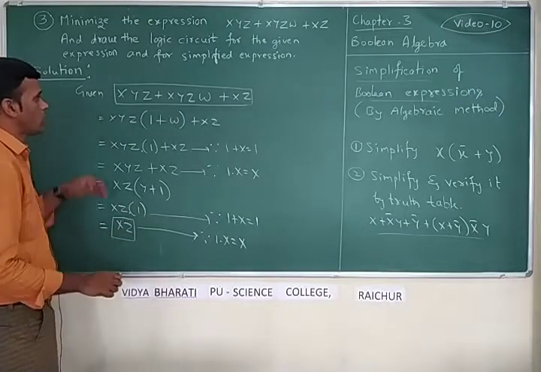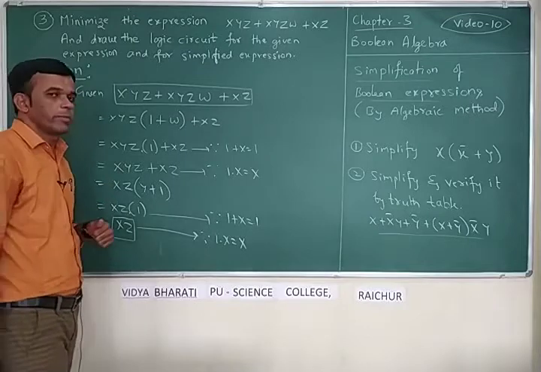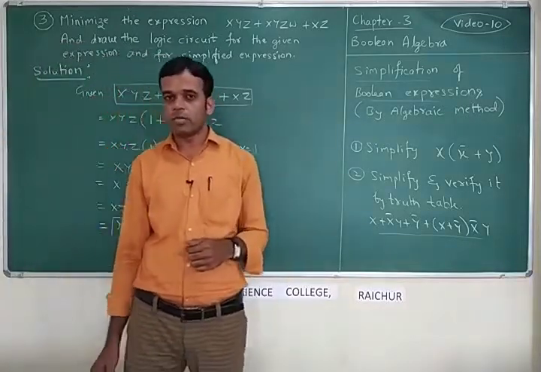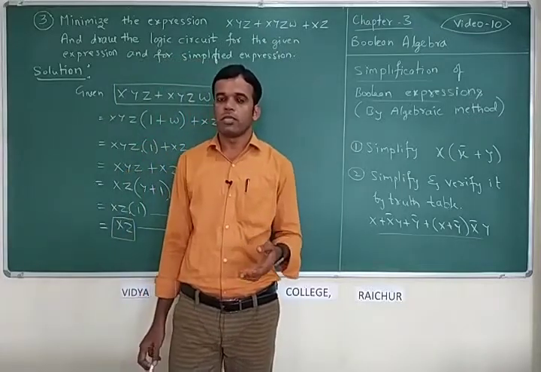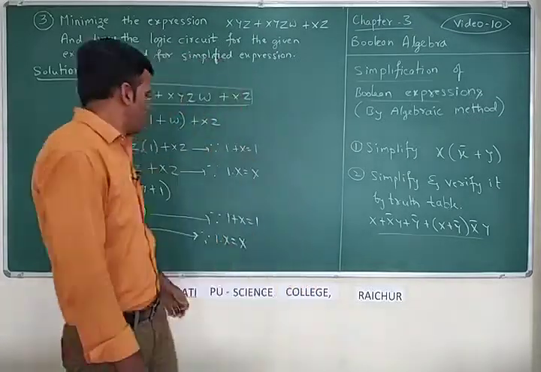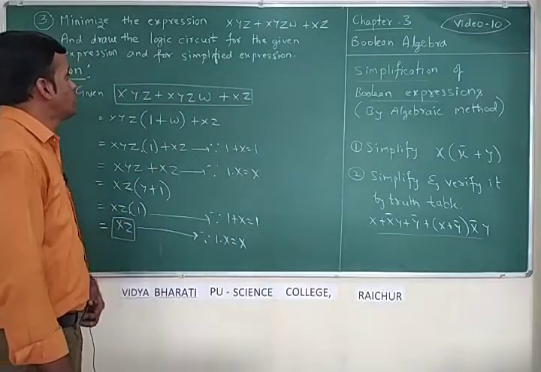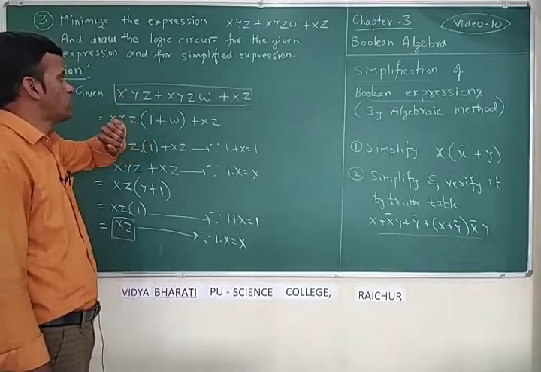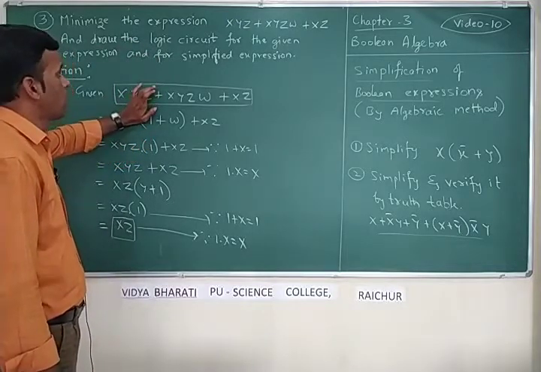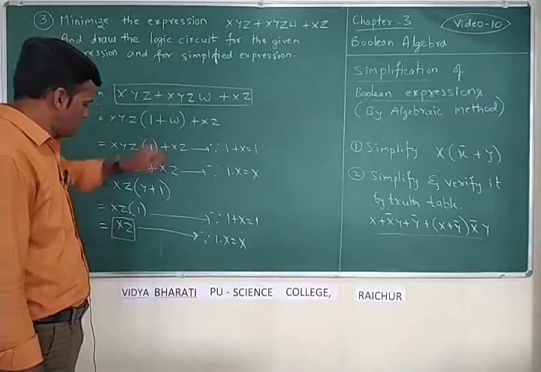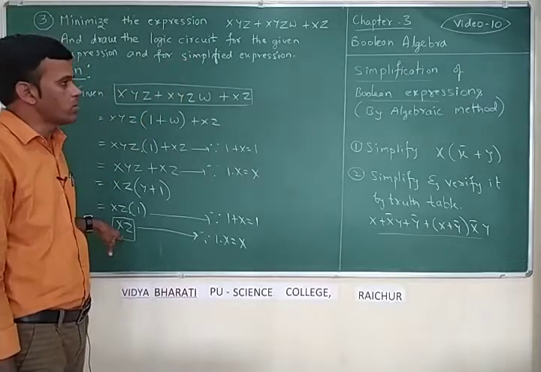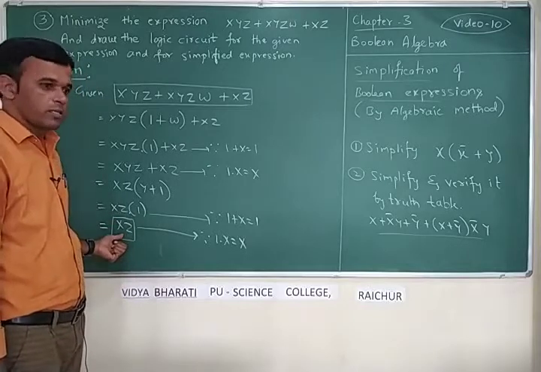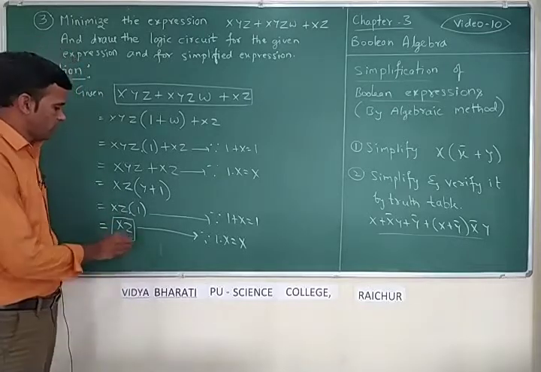So we have reduced the given expression into an expression with the minimum number of terms using the algebraic method, nothing but applying the theorems of Boolean algebra. Now this is not the end. We have been asked to draw logic diagrams for the given expression and for the simplified expression also. The simplified expression is very simple here, just one AND gate is needed.